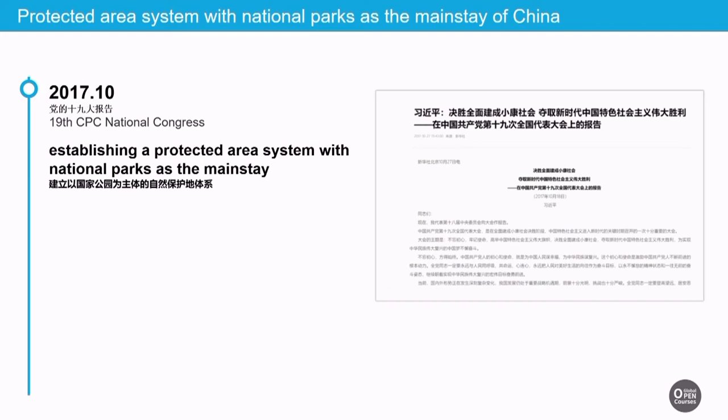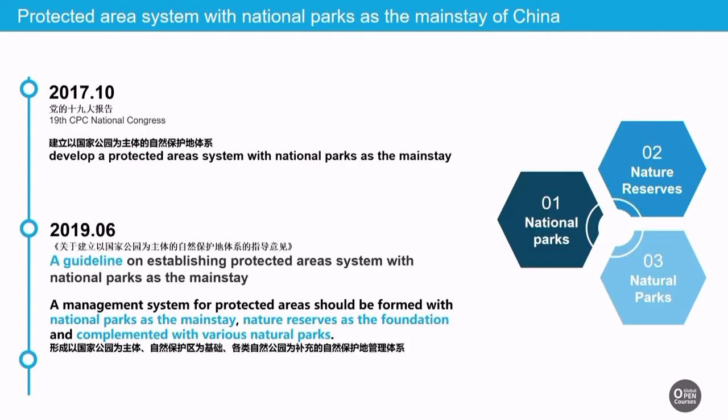In 2017, China's central government proposed establishing a protected area system with national park as the mainstay, marking the beginning of a reform of our protected area system in China. In the 2019 guideline on establishing a national protected area system with national park as the mainstay, for the first time, the main positioning of China's protected areas is clarified. National park is the mainstay, the main body. Nature reserves, which we started to build in 1956, are the basis, the foundation. And the natural parks are the supplement, the complement.